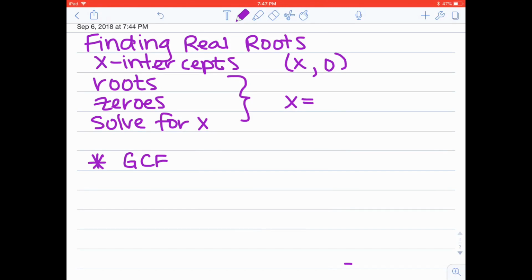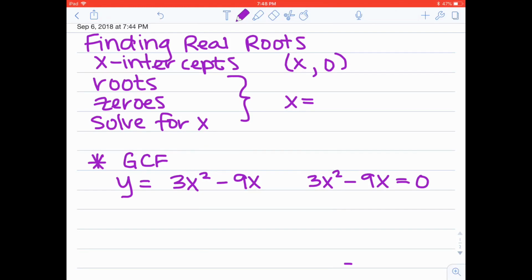So let's say we have a function y equals 3x squared minus 9x. Then what you would do for this is you would say, okay, I'm going to take that and set it equal to 0 so that I can find the roots or the zeros or solve for x. So I'm going to say 3x squared minus 9x equals 0. So I'm replacing the y with a 0.